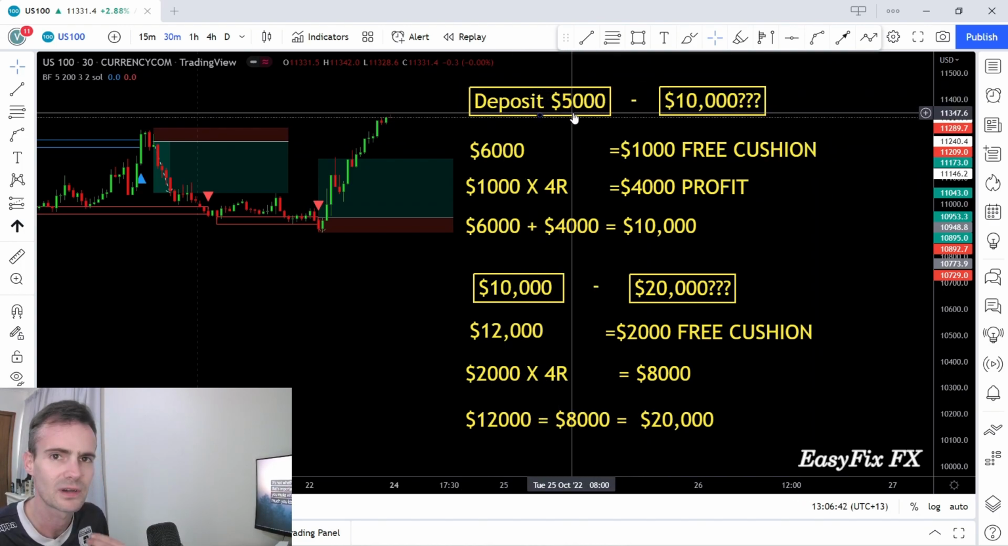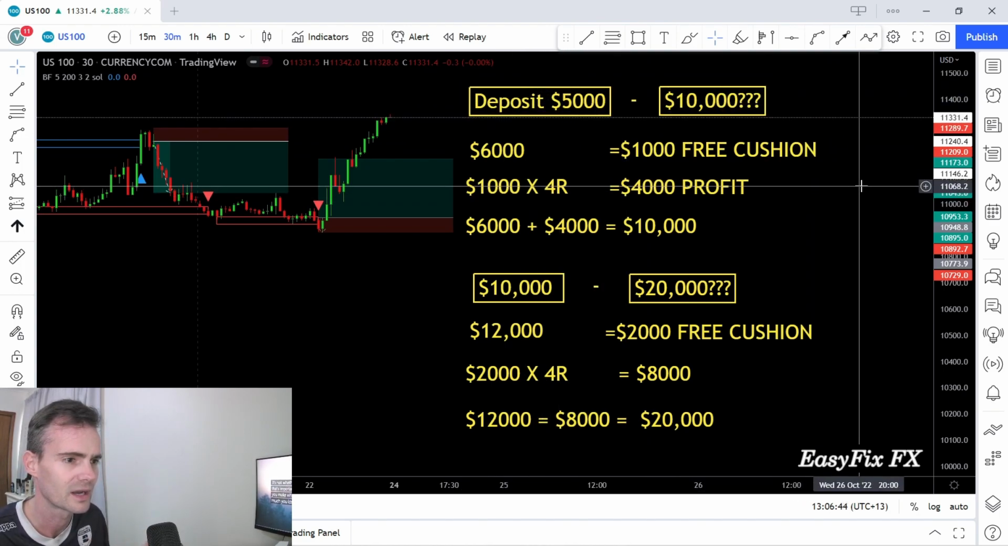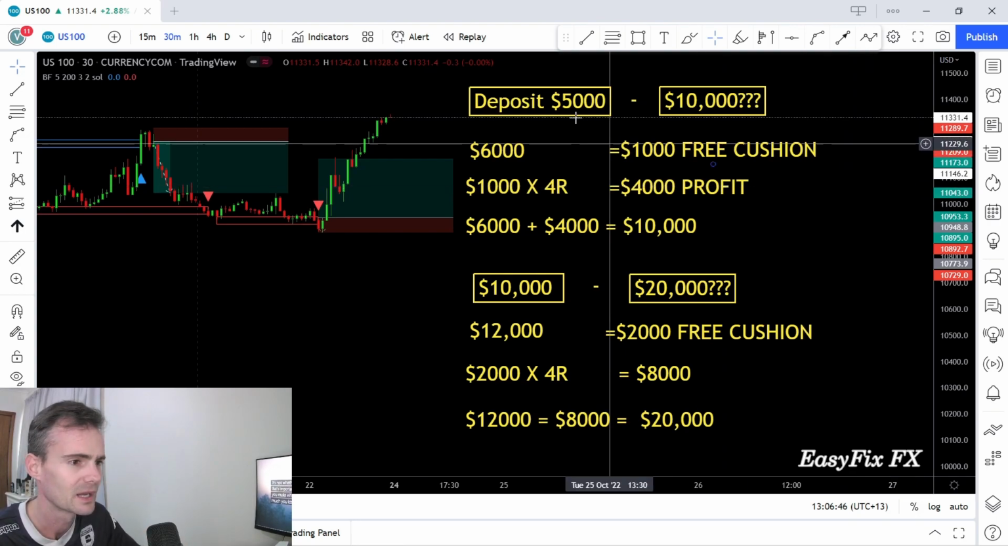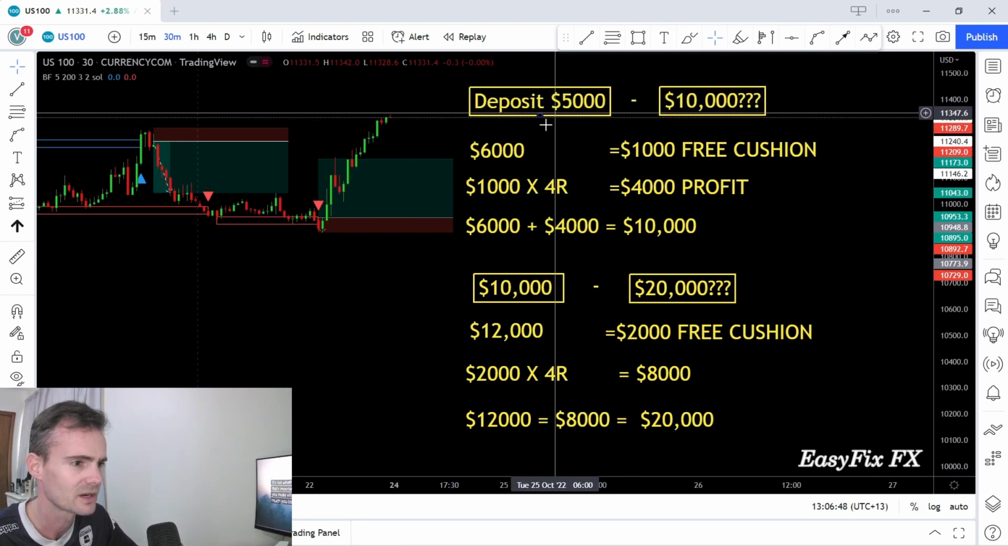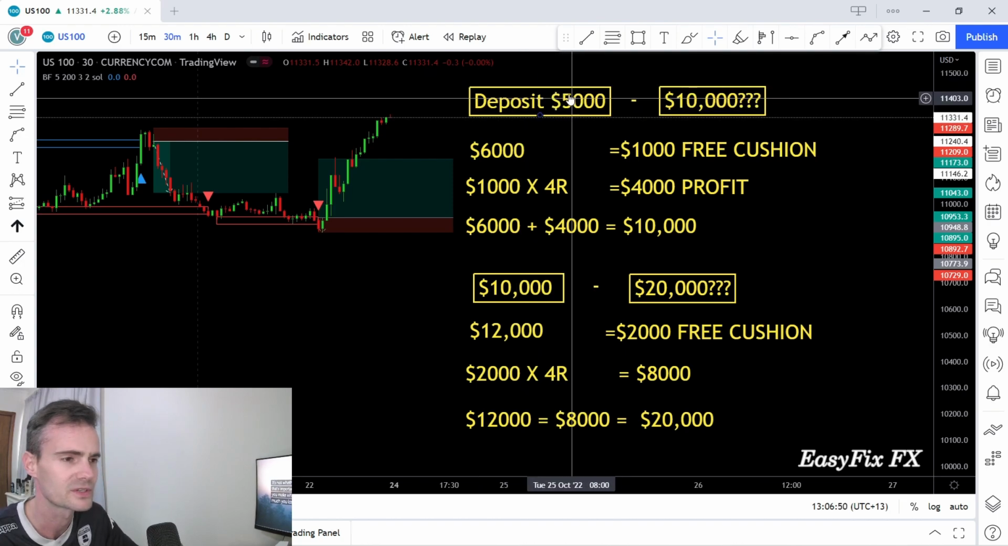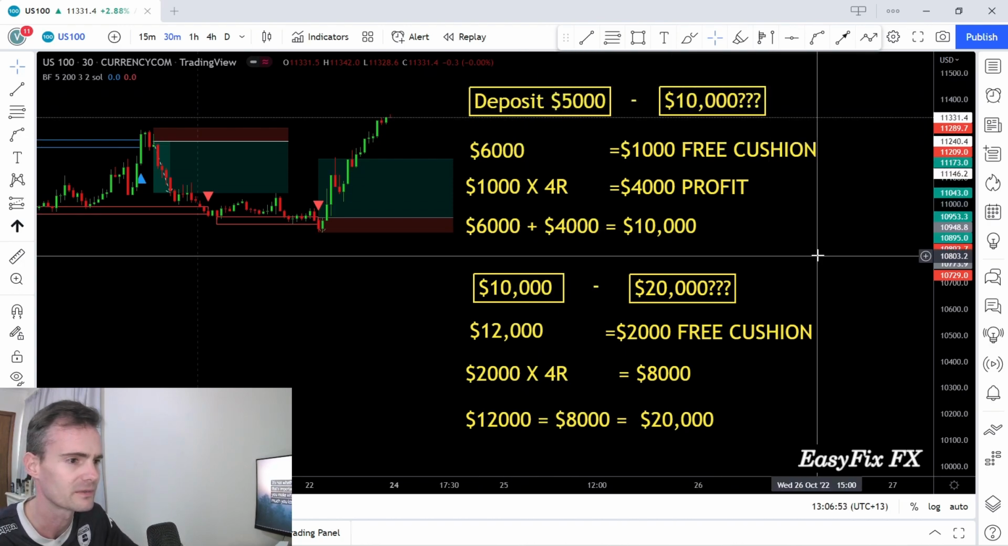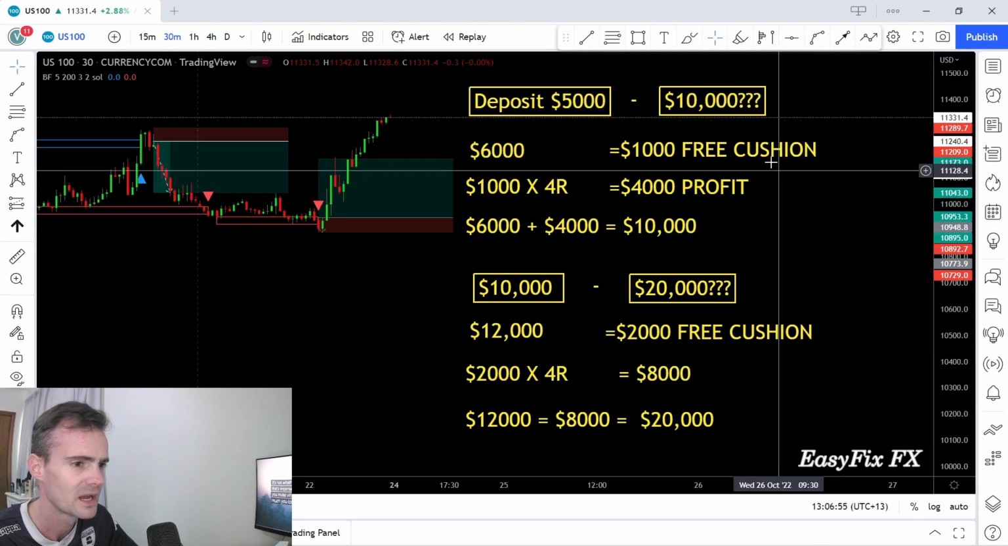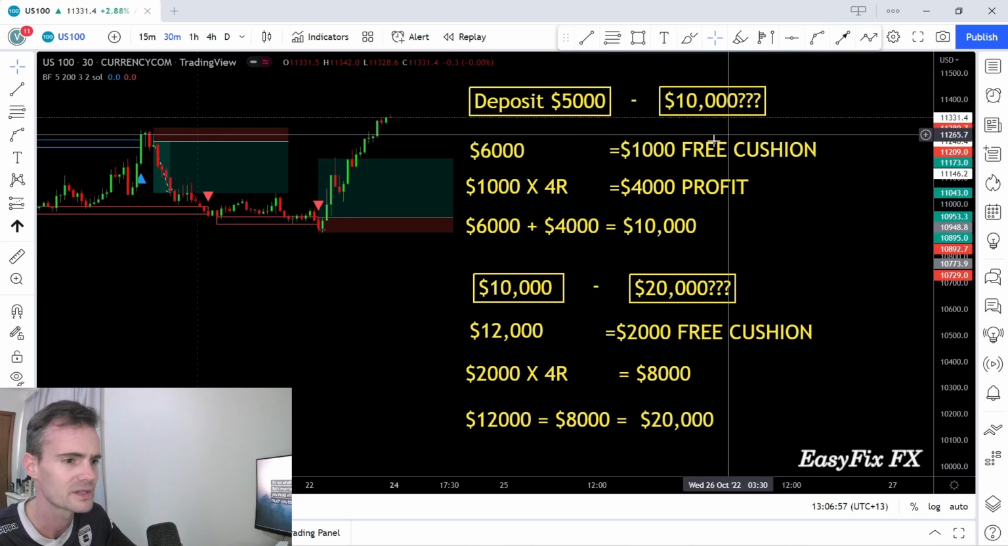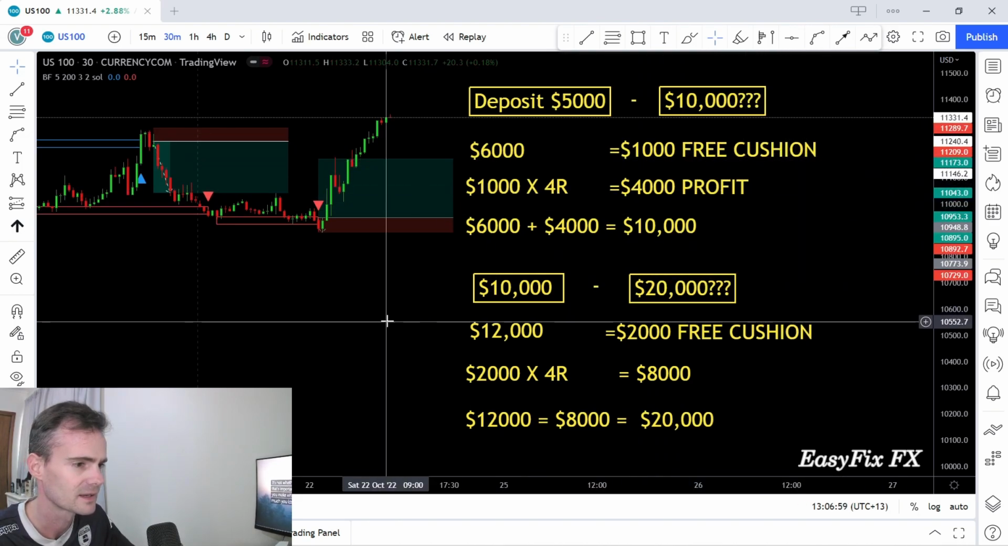Remember, your deposit is hard-earned money that you've worked long hours, long months for, and always protect that. So never let your balance go below the 5,000. Always try your best to not let the balance go below 5,000 if that was your deposit. Only trade high risk on the free cushion that you've created.